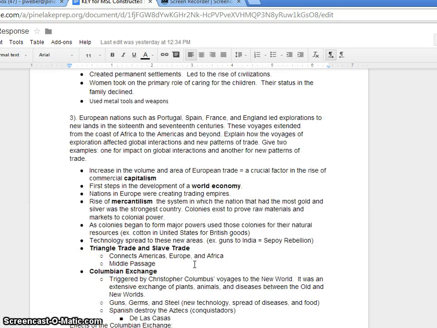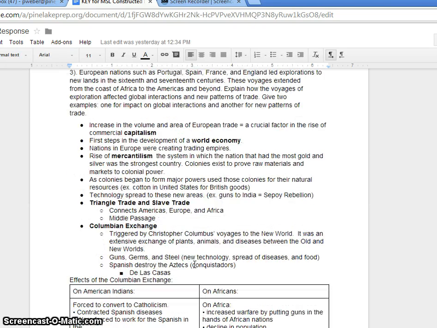Now, in number 3, again, fluff. And so here's where we get to the question. Explain how the voyages of exploration affected global interactions and new patterns of trade. And then they give us specific parameters for what they're looking for. 2 examples. One for impact on global interactions and another for patterns of trade.